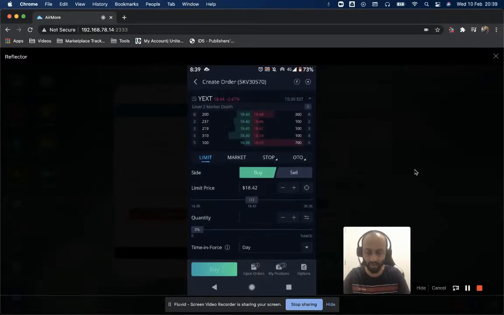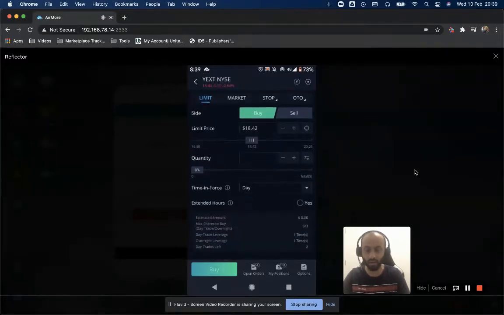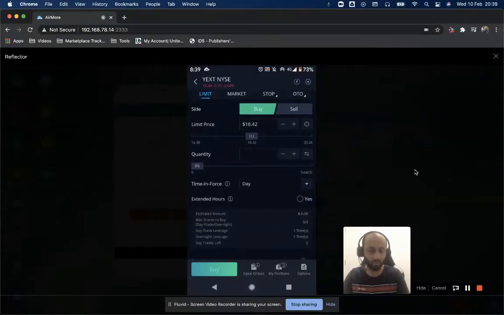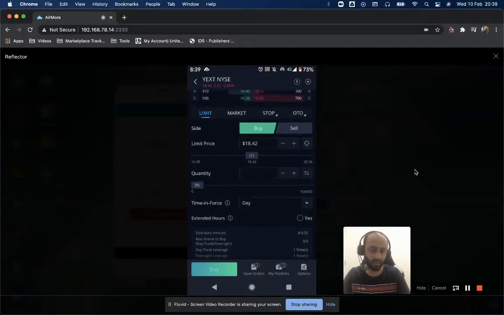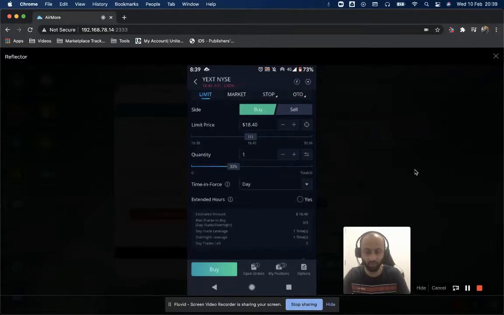Now, the current price is about $18.44, and here's how Webull works. It gives you limit, market, stop orders, and OTOs. We're mainly focused on limit orders or market orders. For instance, you think you'll buy Yext only when the price is $18.40. So you change the limit price, and that tells it that only when the price hits the limit, $18.40, will it buy it for you. The second thing is you look at the quantity, and then comes the time in force.